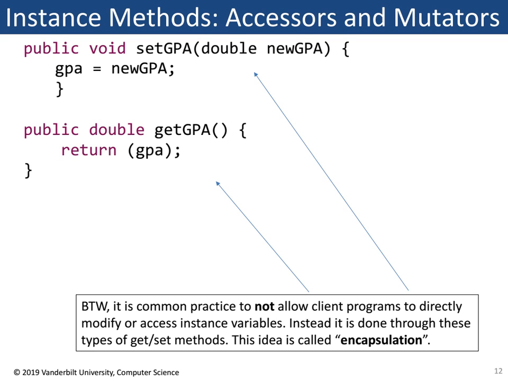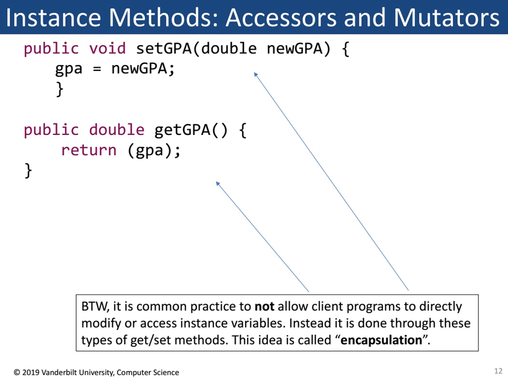Typically, you would not allow someone to directly access the GPA, which is stored in the instance variable GPA. Rather, if they wanted to access that value, they would get the value using getGPA, so an accessor instance method. And if they wanted to change the value, then they would use the mutator setGPA.